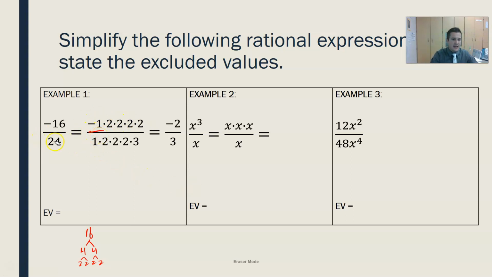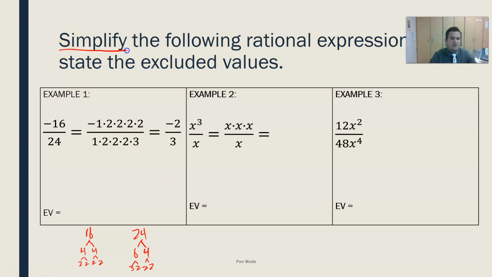Now on the bottom I have 24. If I break 24 down into its prime factors, I have 1 times 2 times 2 times 2 times 3. I found that by taking maybe 6 times 4, 3 times 2, 2 times 2. So 1 times 2 times 2 times 2 times 3. That is the prime factors of 24 on the bottom.